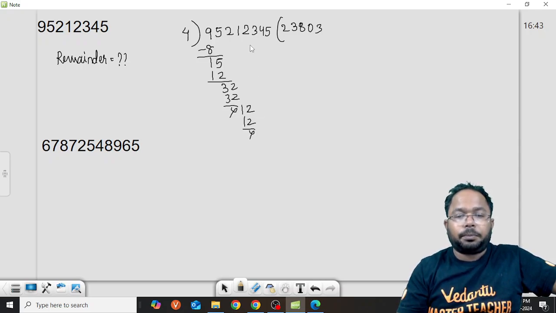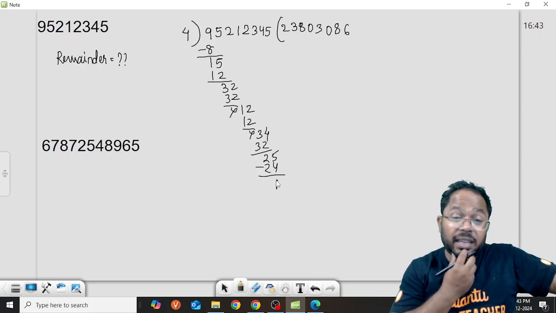Then again we get a 3 here, then again a 4 here. So we get a 0. 4 8s are 32. Then again we get a 25. So 4 6s are 24. So we get a remainder of 1.